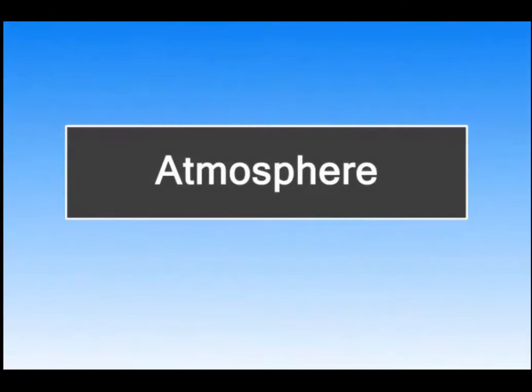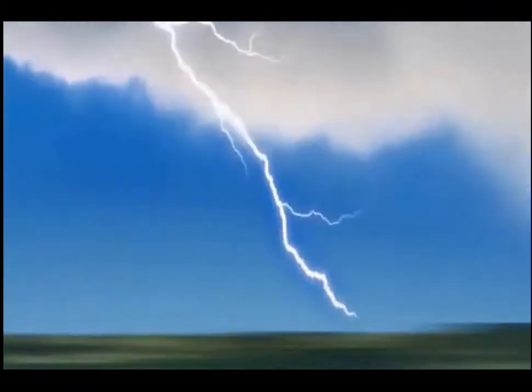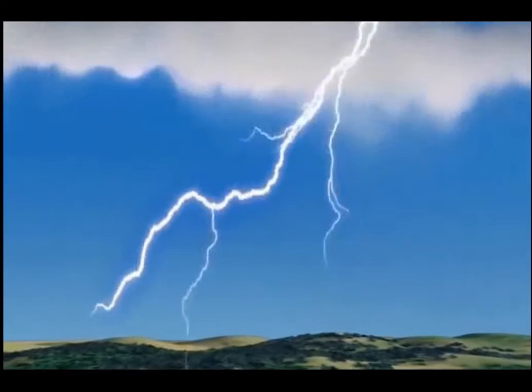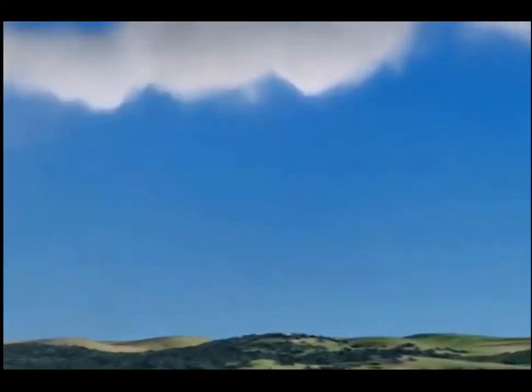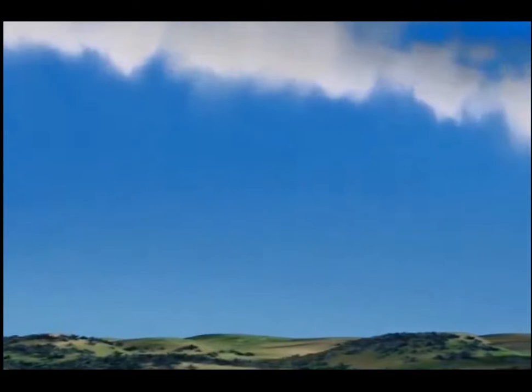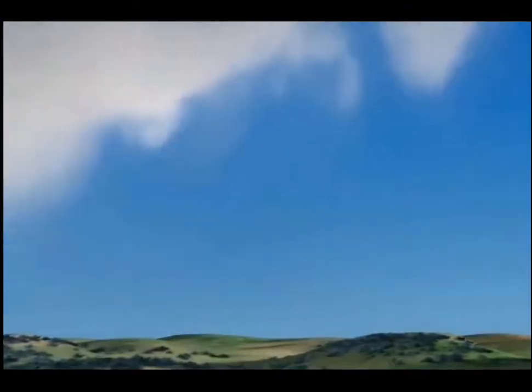Atmosphere. The atmosphere is the thin layer of air that surrounds our planet. Most of our atmosphere is located close to the surface of the Earth, where it is the densest. The gravitational pull of the Earth pulls the atmosphere around it.